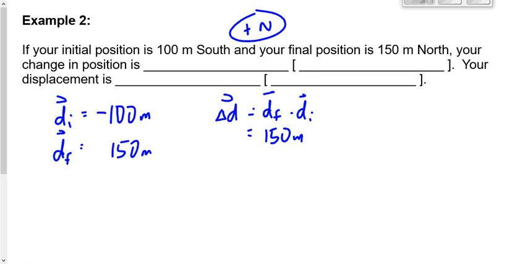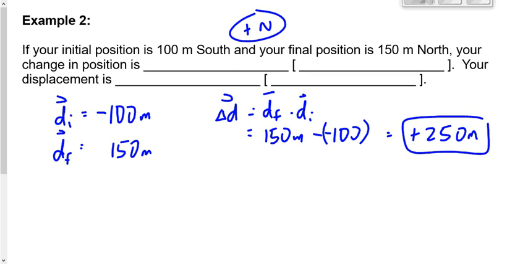150 minus negative 100. Somebody said use brackets there. You actually don't need brackets there, but sometimes it's a little easier to see what's going on if you have them. What's 150 minus negative 100? 250 meters. I already defined north as positive, so this would be 250 meters to the north. If you're just writing it like this, you don't need the word north, but you can say 250 meters to the north, and of course my displacement would be the same thing.